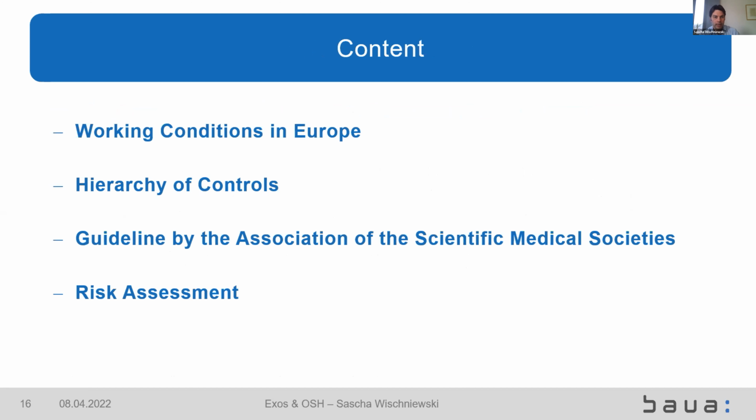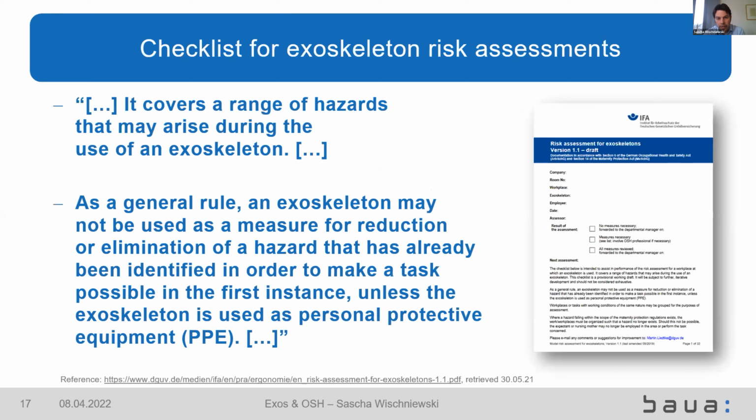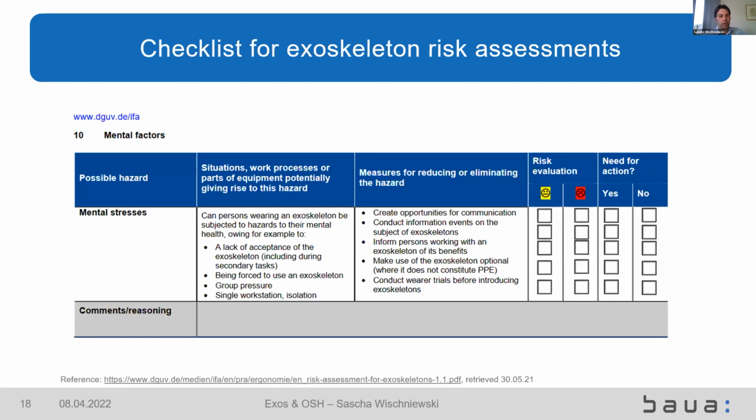Moving to the last part, risk assessment. This is the guideline that we have here in Germany, and it's about the hazards that may arise during the use of an exoskeleton. Again, a recommendation: as a general rule, an exoskeleton may not be used as a measure for reduction or elimination of hazard, unless the exoskeleton is used as personal protective equipment. I brought you one example of how the whole document looks.